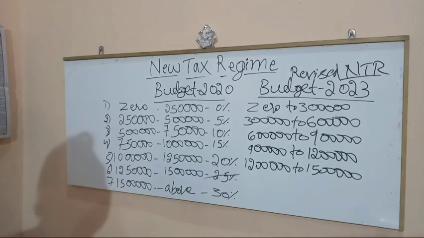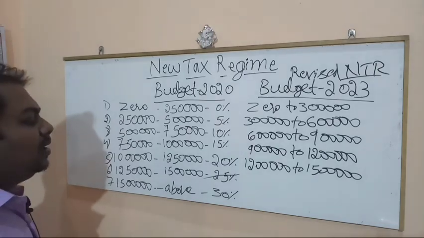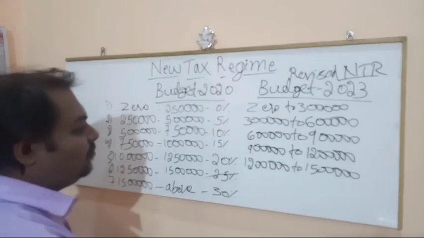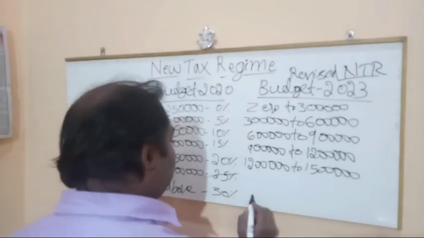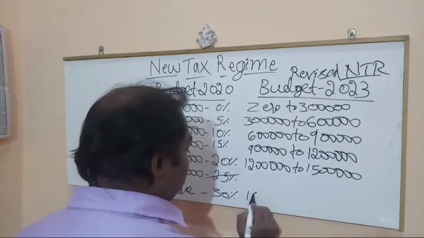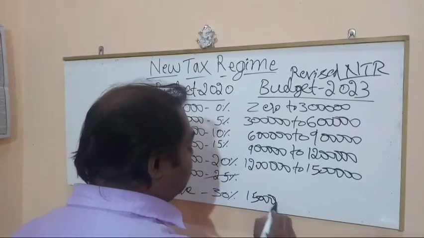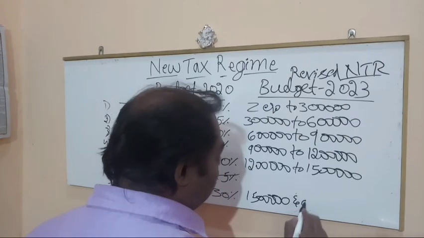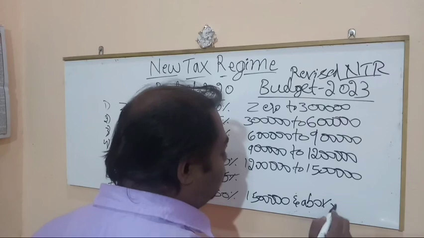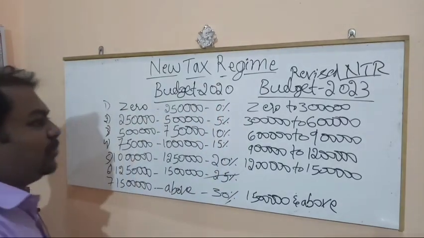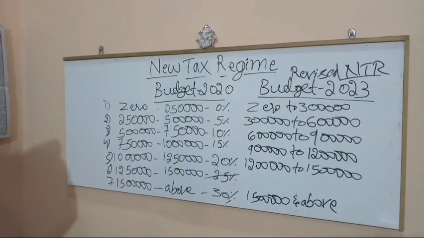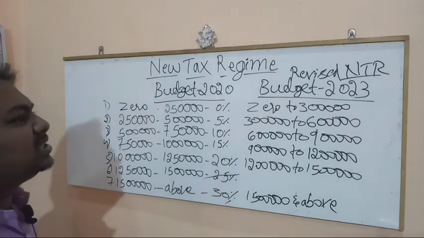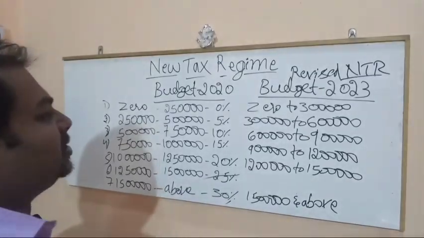What they have removed is this portion. Now we don't have any 25% slab. Instead, we have a 30% slab. Anything above 15 lakh is taxed at 30%. So this is the major change between the new tax regime as introduced in budget 2020 and the revised new tax regime as introduced in budget 2023.